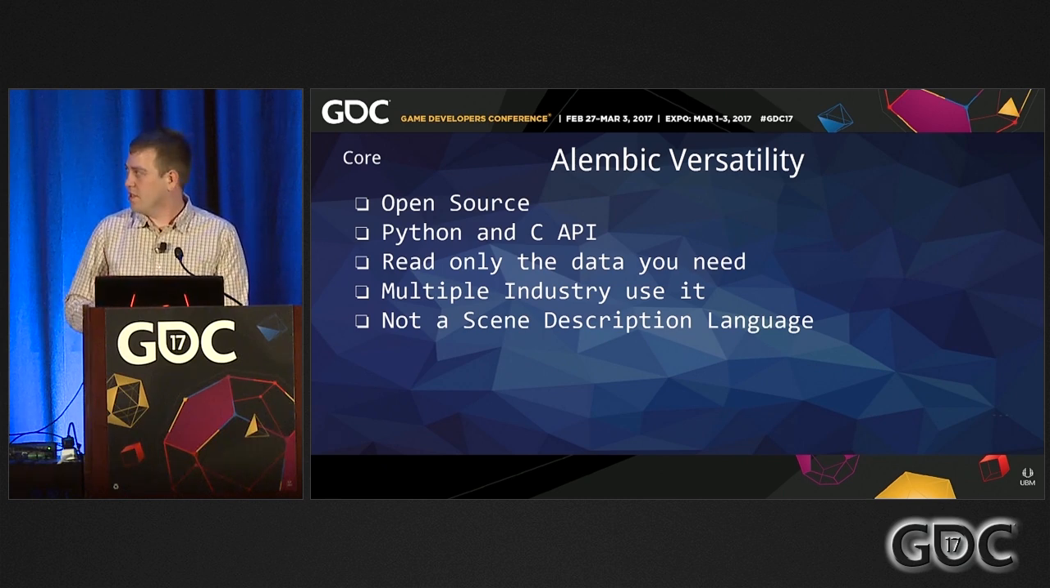The one other thing to describe, though, is Alembic is not a universal scene description format, like FBX and Collada and stuff like that. But what it does really well is handle geometry, and that's all we really want the intermediate file format to do.